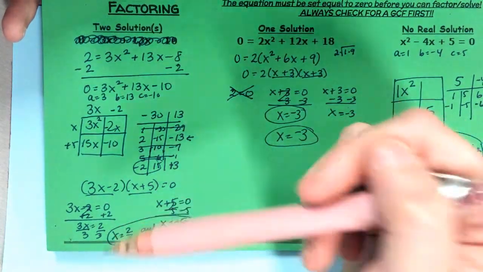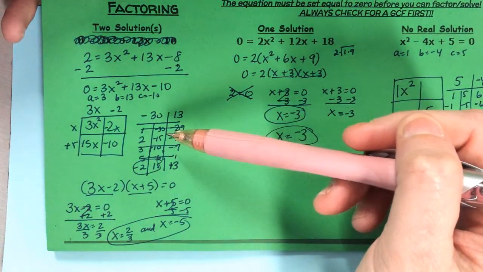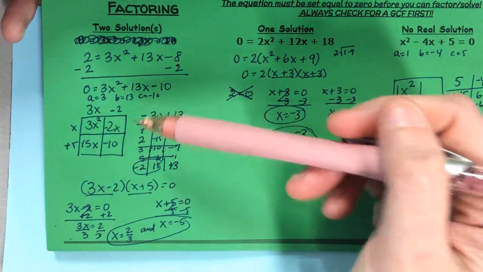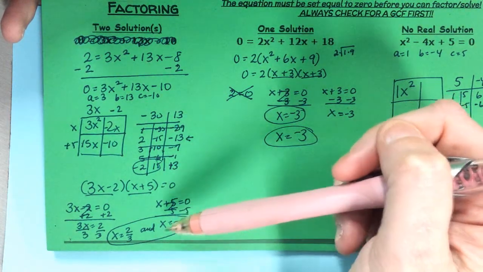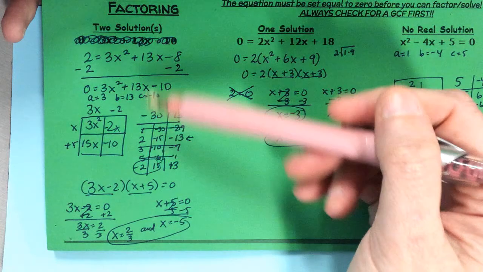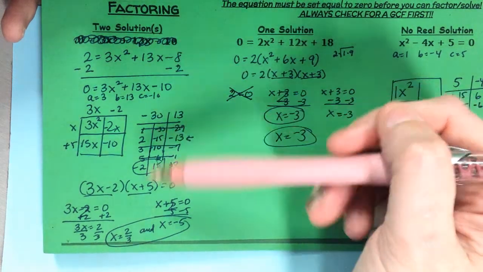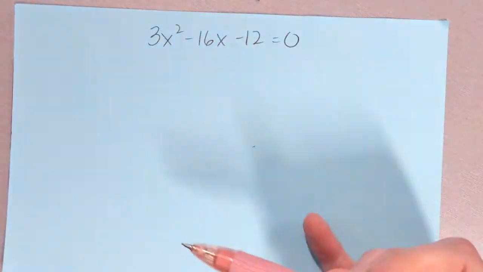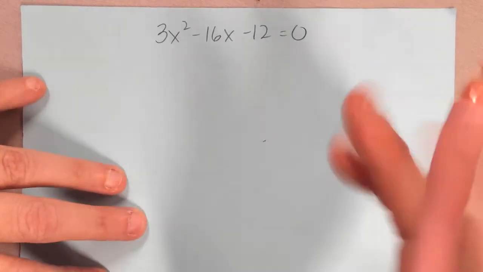To find the solutions by factoring, we set our two factors equal to 0 and solve them. So we factor, set the factors equal to 0 and solve. Okay, so that's what we've been doing. We've been going from a quadratic equation to solutions. So let's do an example of that just so we can remember what that looks like.